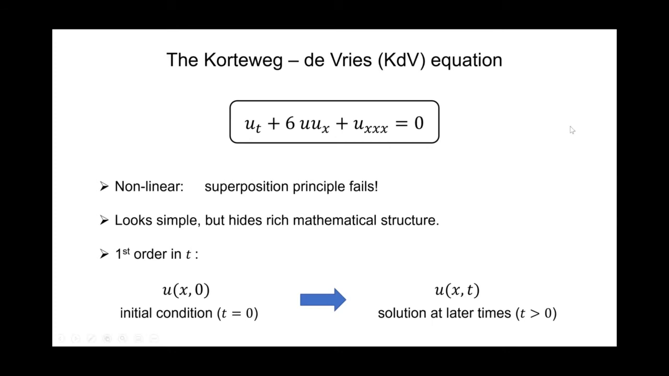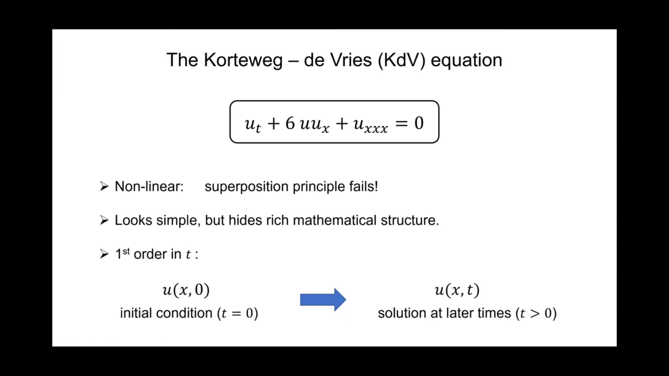A final point to notice is that the KdV equation is of first order in time, so the time derivative only appears here in the first term. And this tells us that given an initial condition that specifies the profile of the field u as a function of x at time 0, we can integrate the KdV equation to find the solution u as a function of x at later times t.